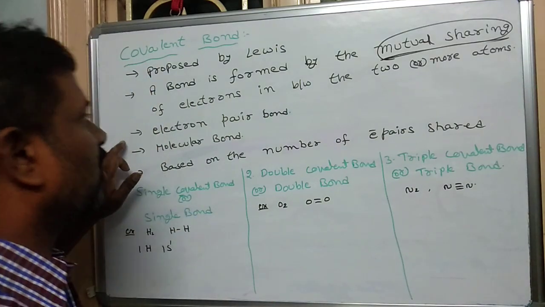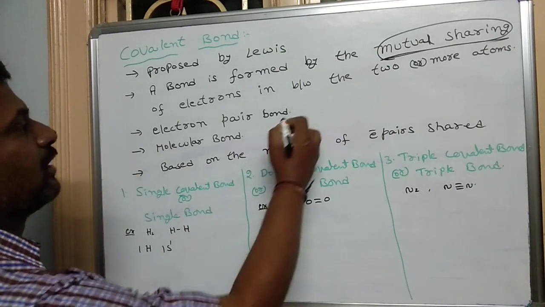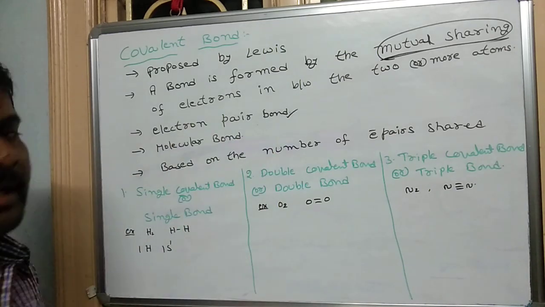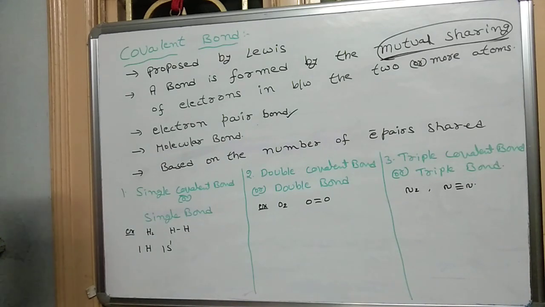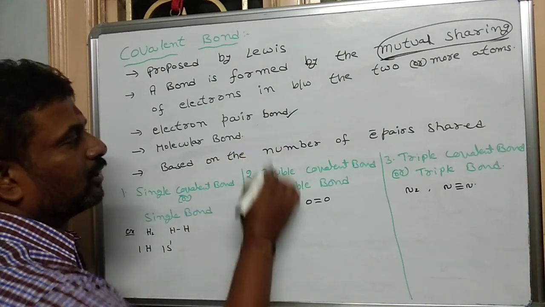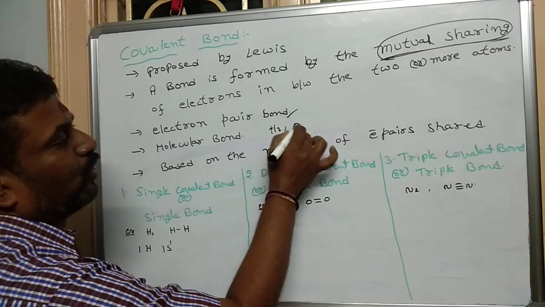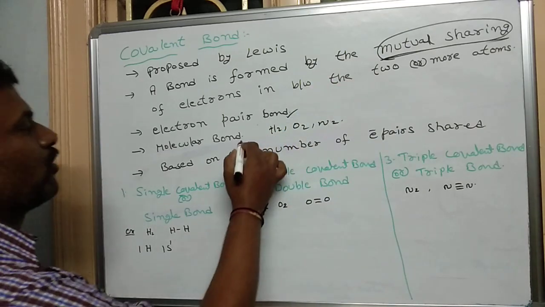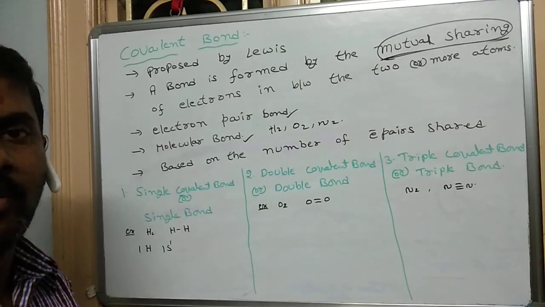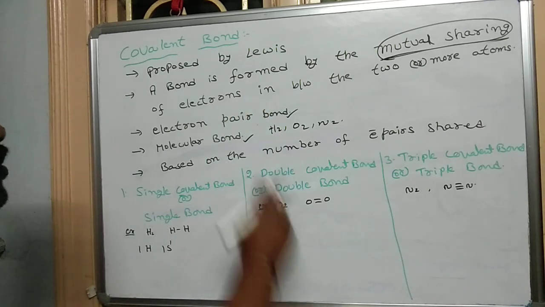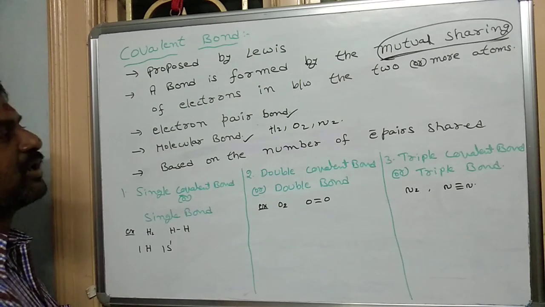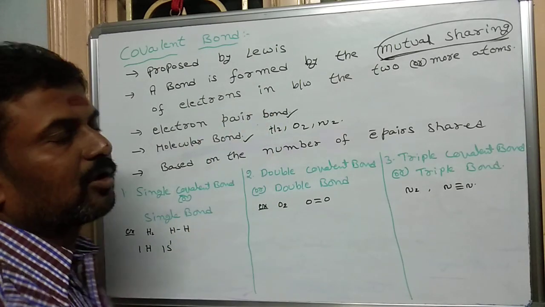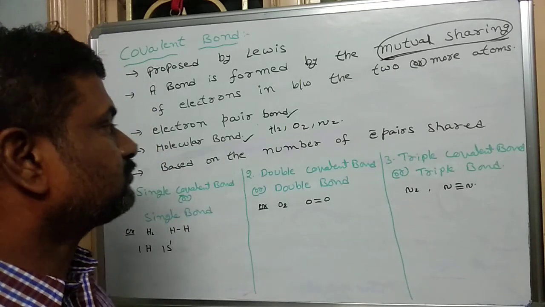Here the electron pairs are shared between the two atoms, so the covalent bond is also called the electron pair bond. Molecules like H2, O2, N2 are formed this way, so this covalent bond is also called the molecular bond. The covalent bond was proposed by Lewis. It is also called the electron pair bond and the molecular bond.